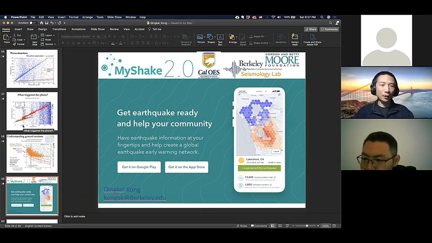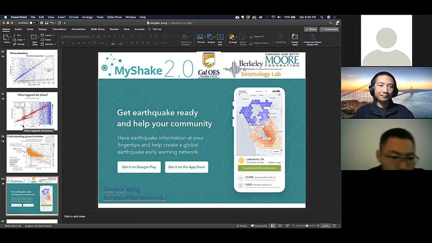But some human activities are similar to earthquakes, so if the algorithm thinks it's an earthquake, then it sends the data to the server. Right now we're only collecting earthquake-related data, when the algorithm thinks it's due to an earthquake. Okay.